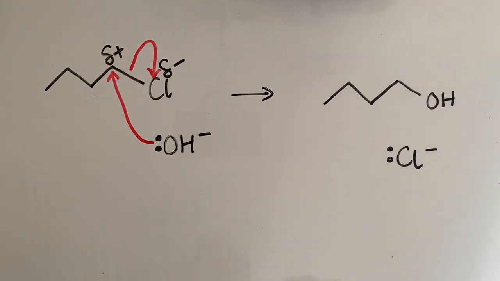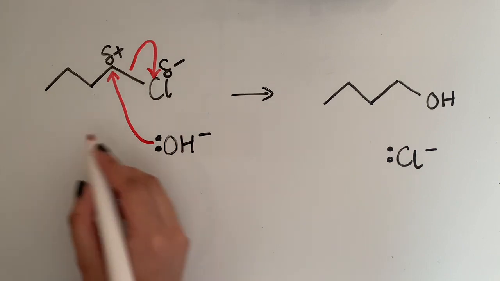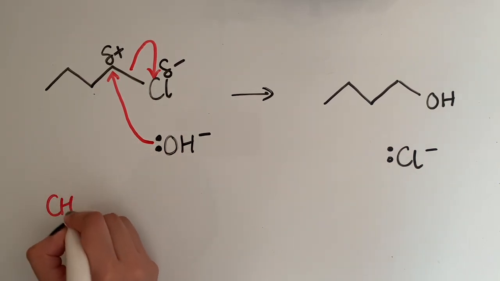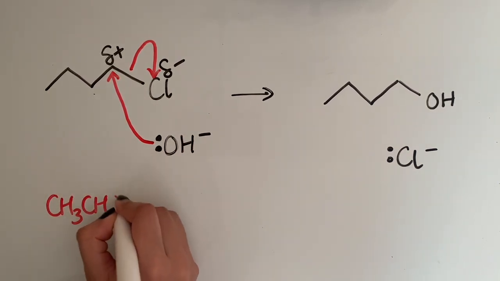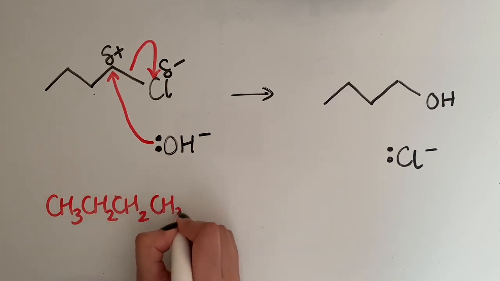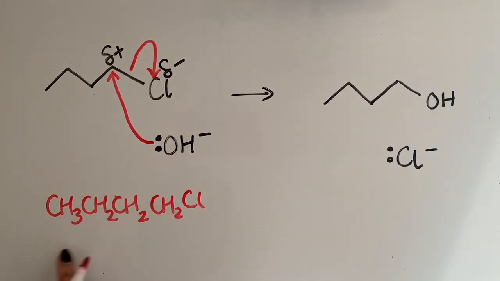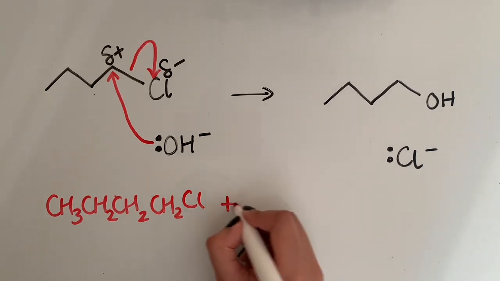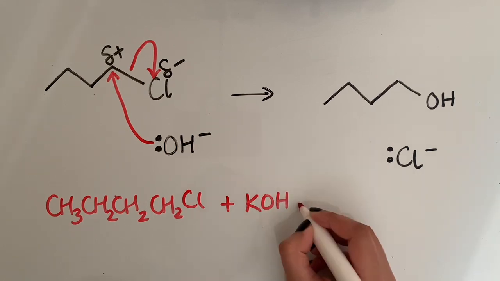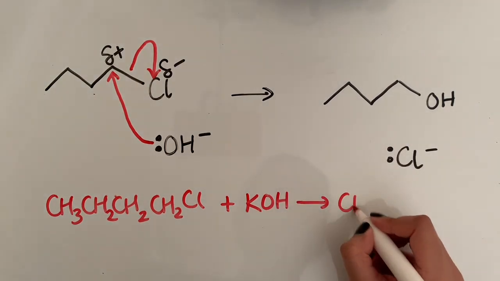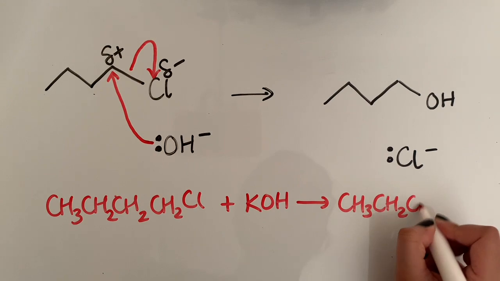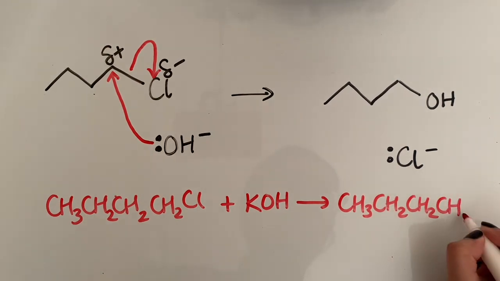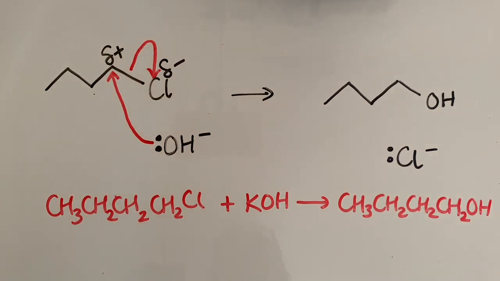If I were to write the overall reaction, I'm just going to do it structural. So this one here is 1-chlorobutane. React that, I said, with potassium hydroxide, and then I have formed the corresponding alcohol, like so. So I've now formed butan-1-ol, and I have formed KCl as well.